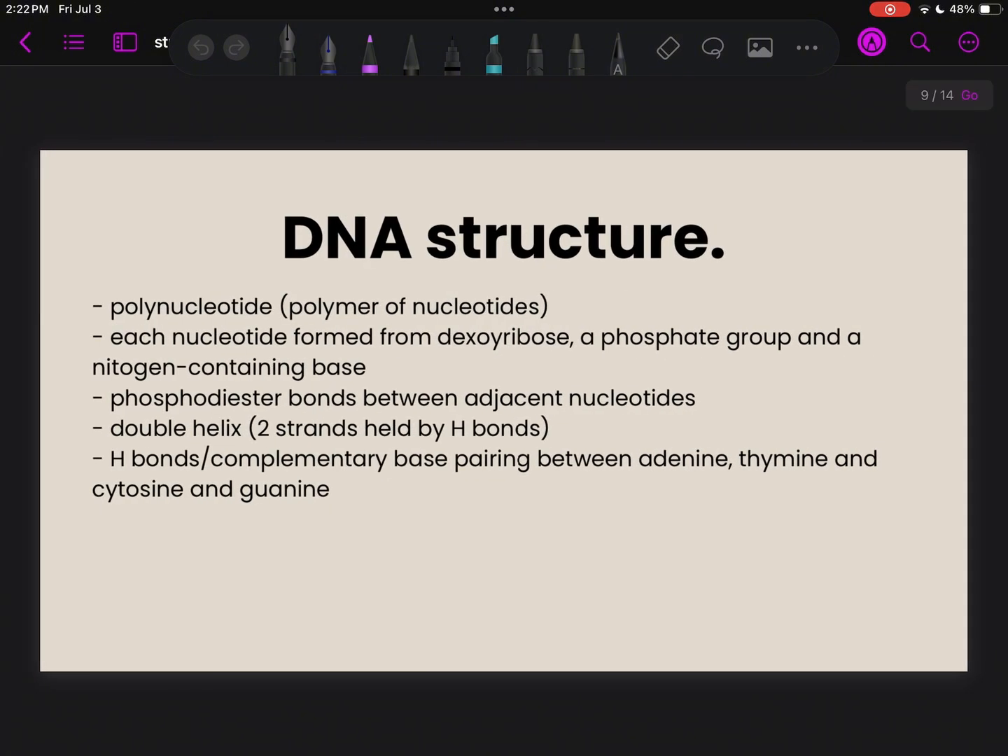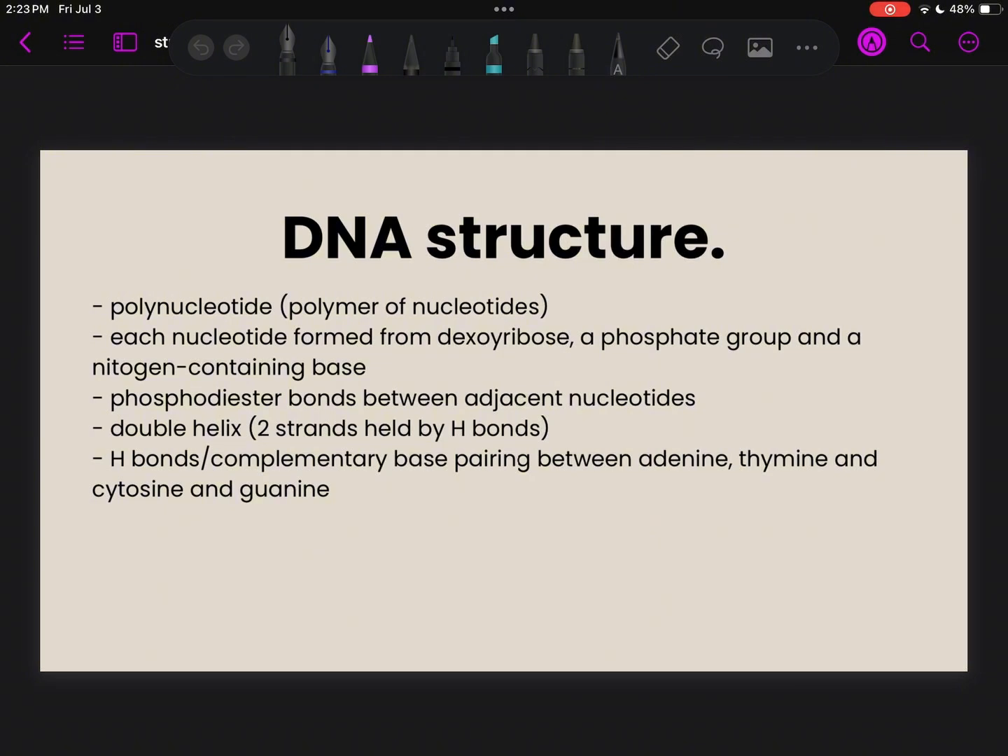Moving on, let's talk about the structure of DNA. It is a polynucleotide or polymer of nucleotides, as we mentioned before. Each nucleotide is formed from deoxyribose, a phosphate group, and a nitrogen-containing base. Phosphodiester bonds occur between adjacent nucleotides. It has a double helix structure, and it also has hydrogen bonds / complementary base pairing between adenine, thymine, cytosine, and guanine.